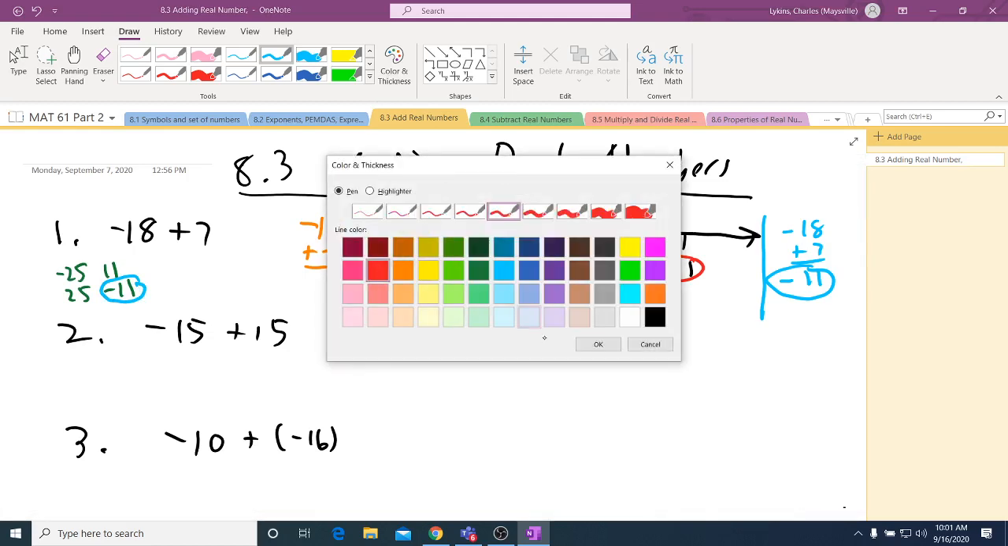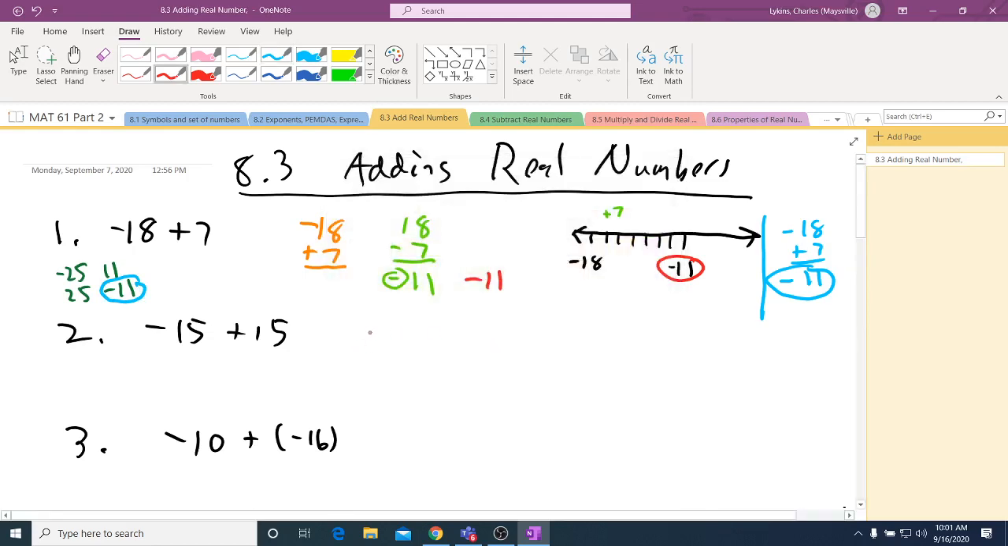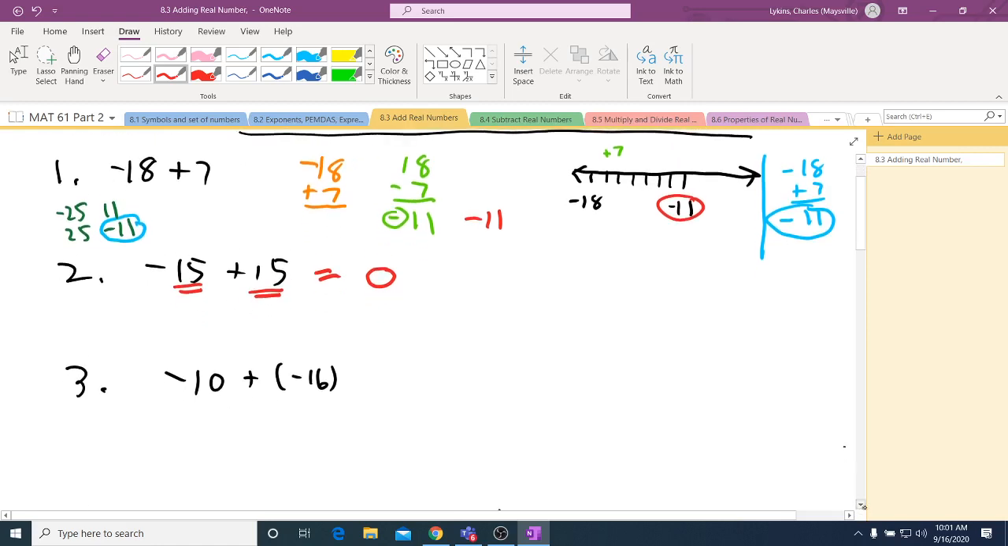Now, what about this right here? Negative 15 plus 15. So say if you owe me 15, you pay me back 15, that means you owe me nothing. That's why it's 0. So we can also use this as money, because most of us in here understand money.